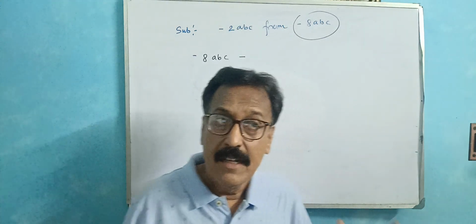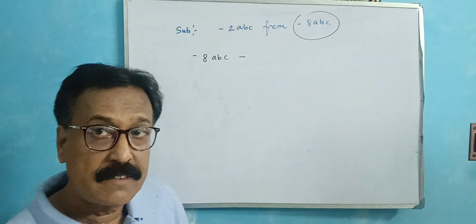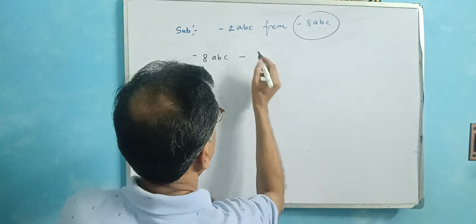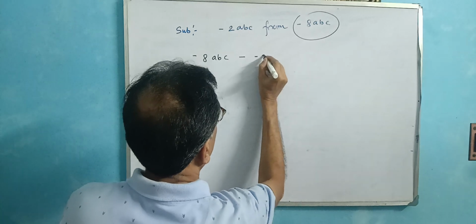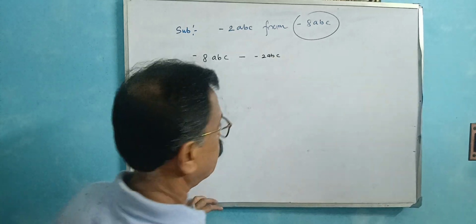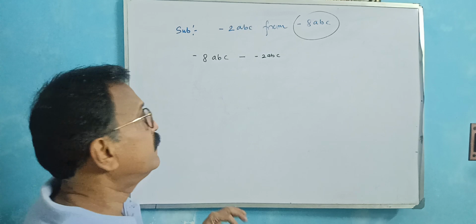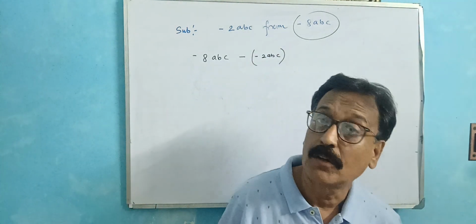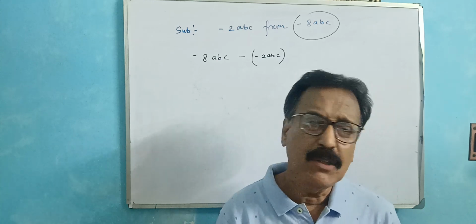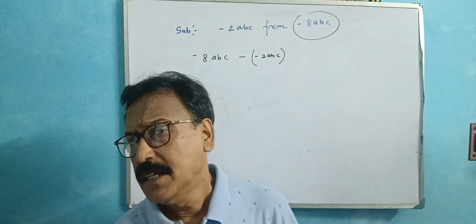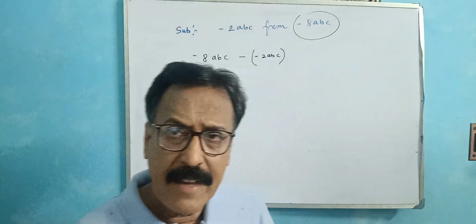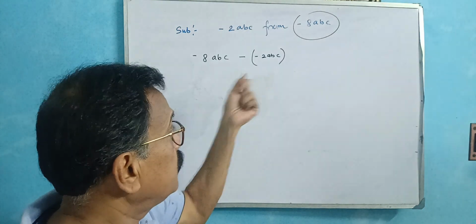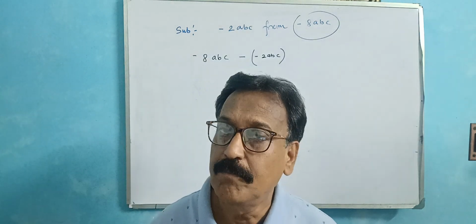For that reason, as I discussed in the previous video, always use the bracket. If you write minus 2abc without it, that will be confusing. For that reason, you always use the bracket. This is a very important thing. In the case of a single term or a double term, if you use the bracket, it is very easy to understand and to complete the sum.